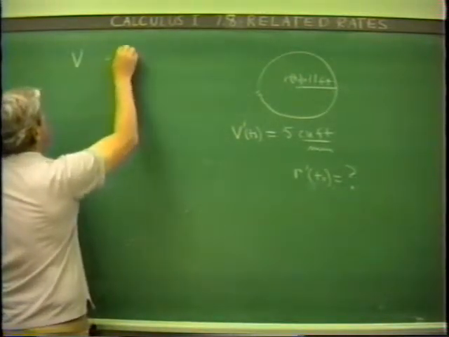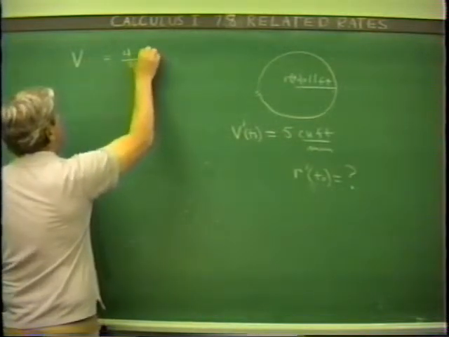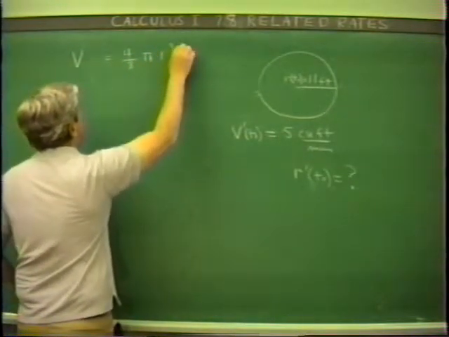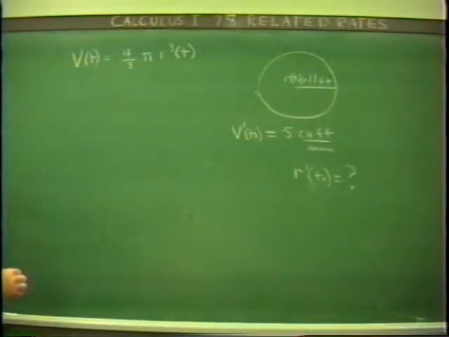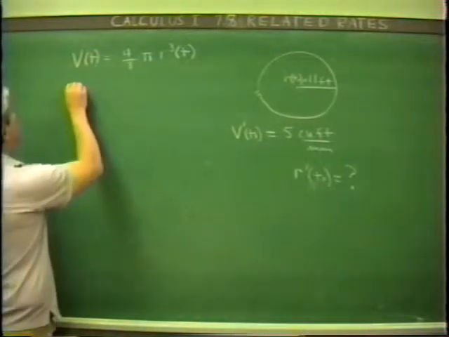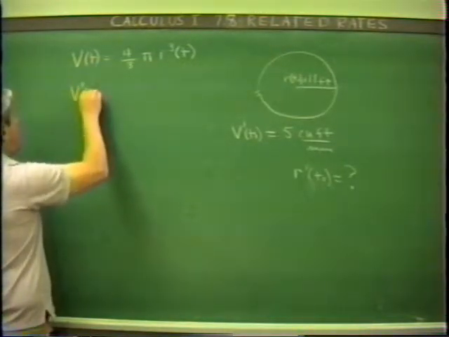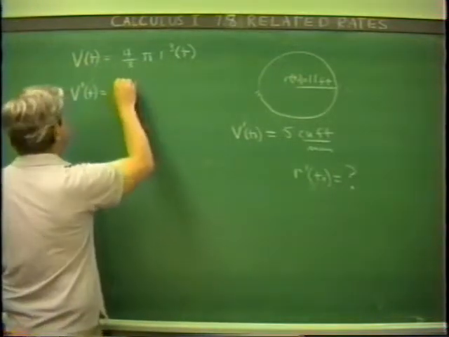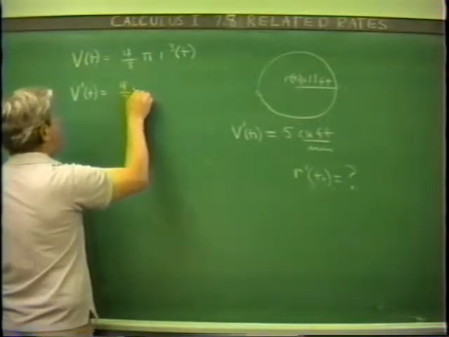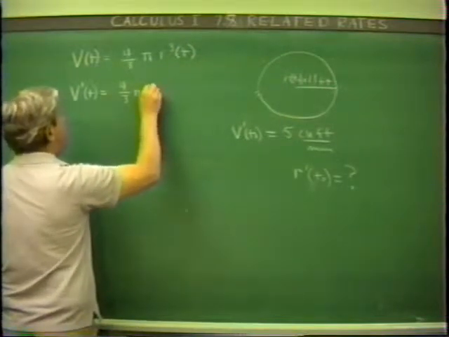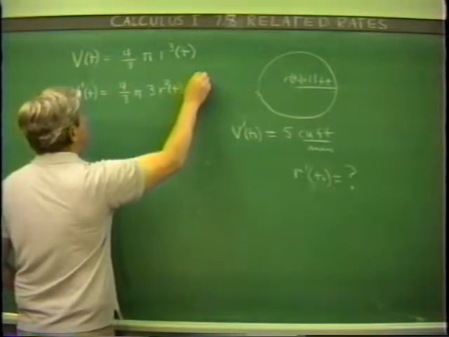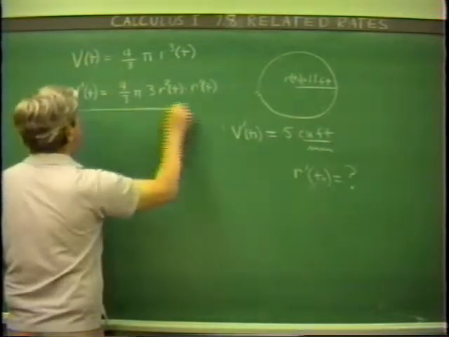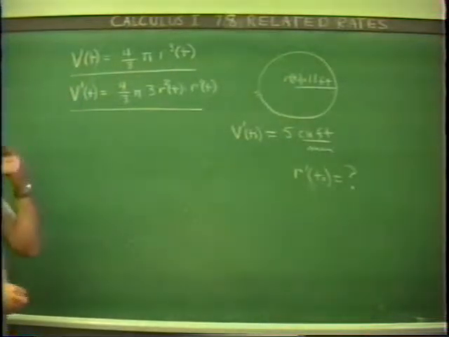Well, we know that at any time the volume of a sphere is equal to 4/3 pi r cubed. So this holds true at any time. V of t is 4/3 pi r of t cubed. So differentiating this with respect to t now, V prime of t is 4/3 pi. Now the derivative of r cubed of t is 3 r of t squared times the derivative of r of t. And now we have two equations, the original one and the differentiated one.